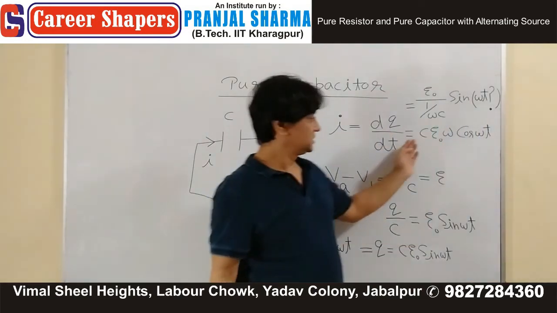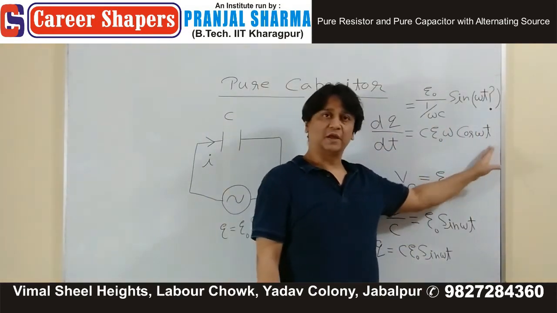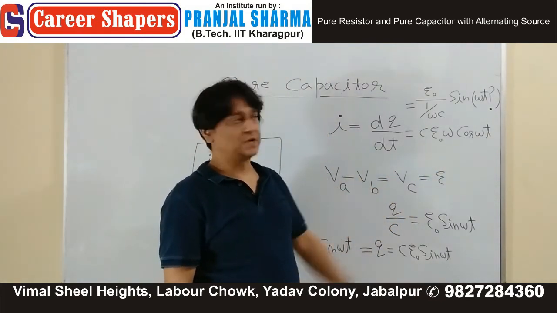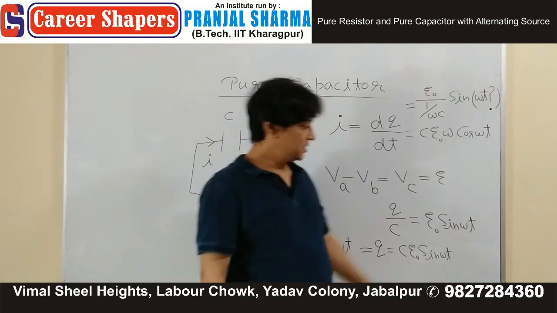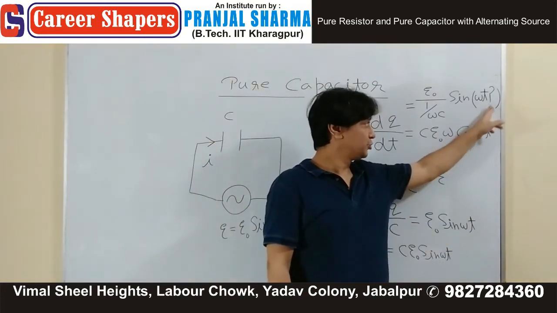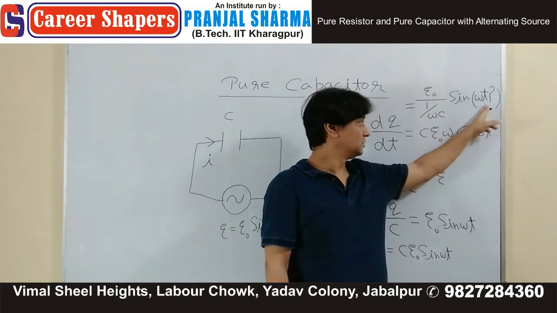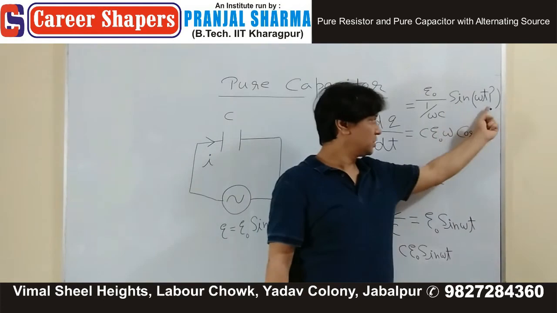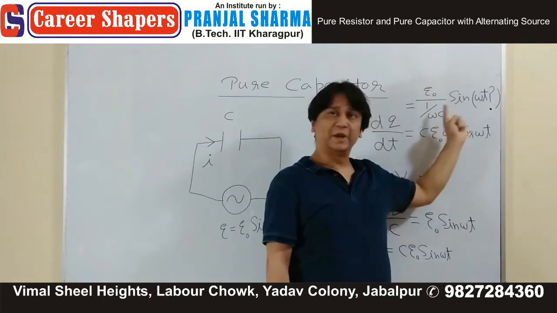Well, I is C E naught omega cos omega t. This is sufficient. But we want to represent current in terms of this phase. And therefore, I'm asking you what should come here. And why we did this, I'll explain that. But tell me, what should I write here? How should I complete this part?